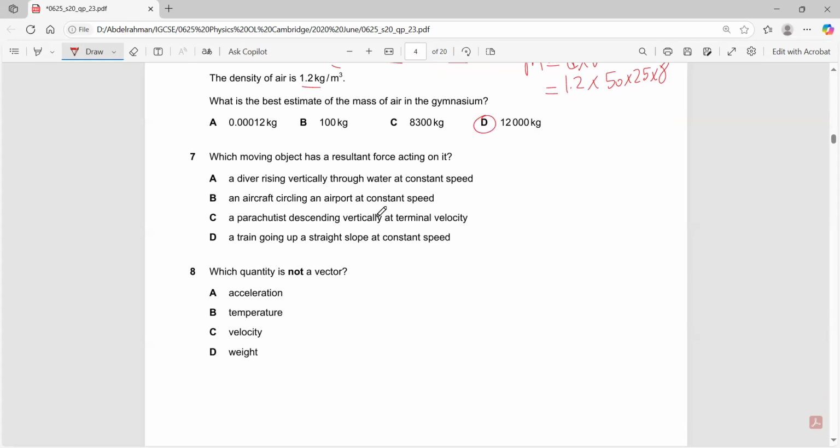Which moving object has a resultant force acting on it? A diver rising vertically with a constant speed. Rising vertically with a constant speed? No, so it's wrong.